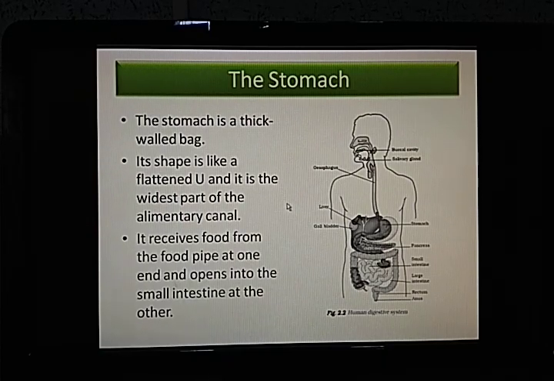Now next, it receives food from the food pipe at one end. You can see at one end, as soon as this food pipe ends, the stomach region starts, and it opens into the small intestine, and then it ends in the small intestine. Although the small intestine is shown here, it is interrelated with the stomach. Clear? So this stomach has two ends. One is the food pipe, another is the small intestine. Now let us move on.